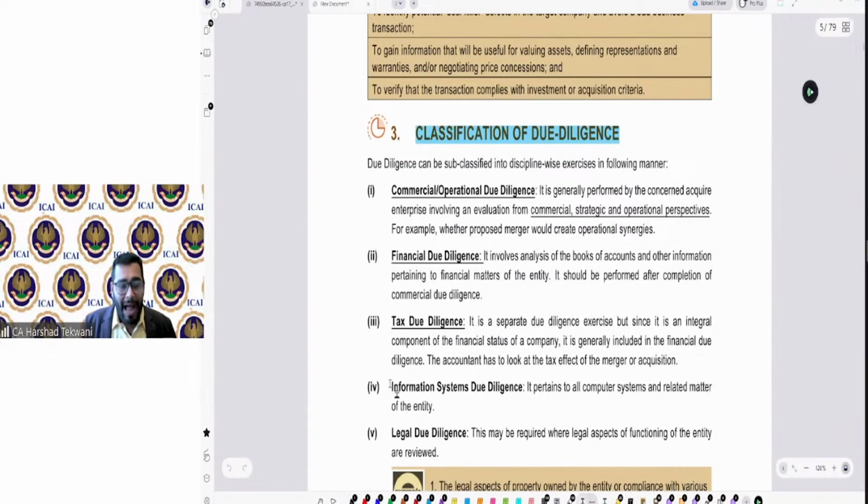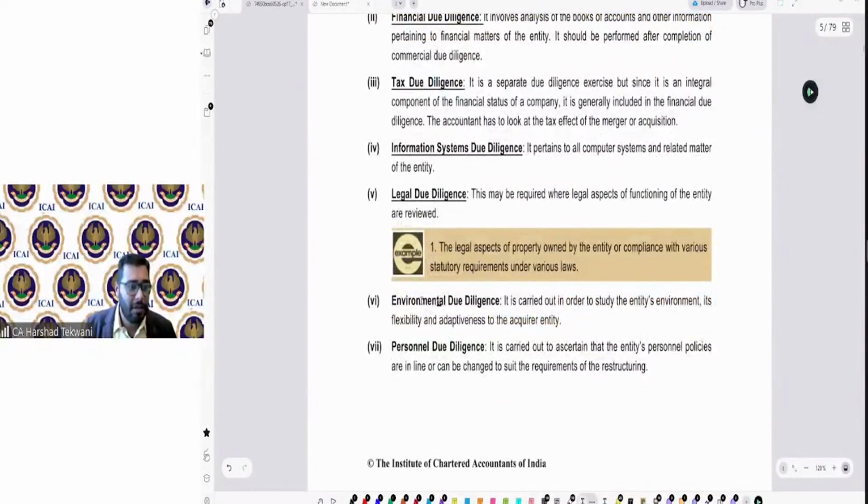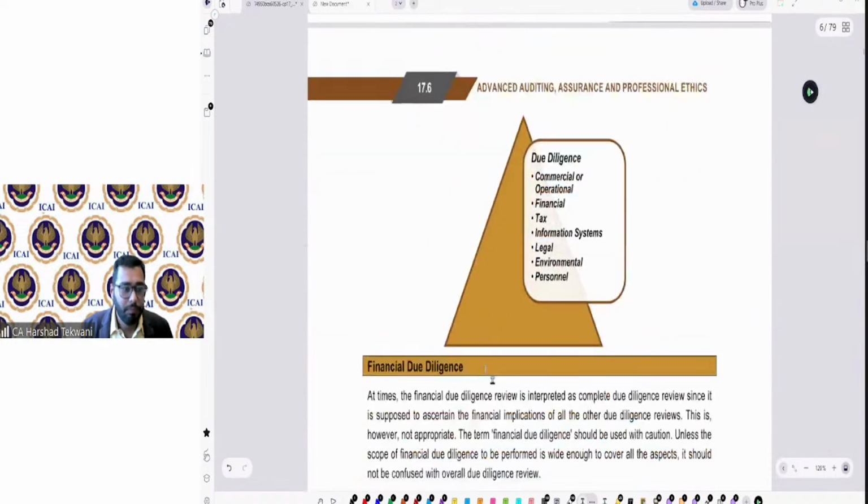Okay, then we have IT system due diligence, which I already discussed in detail. Legal due diligence, environmental due diligence. I'll show you some example reports also, which are available in the public domain. But the majority of due diligence reports are confidential and are only for the company. So you might not find many due diligence reports in the market, but yes, I have some examples for you. Personal due diligence. Okay.